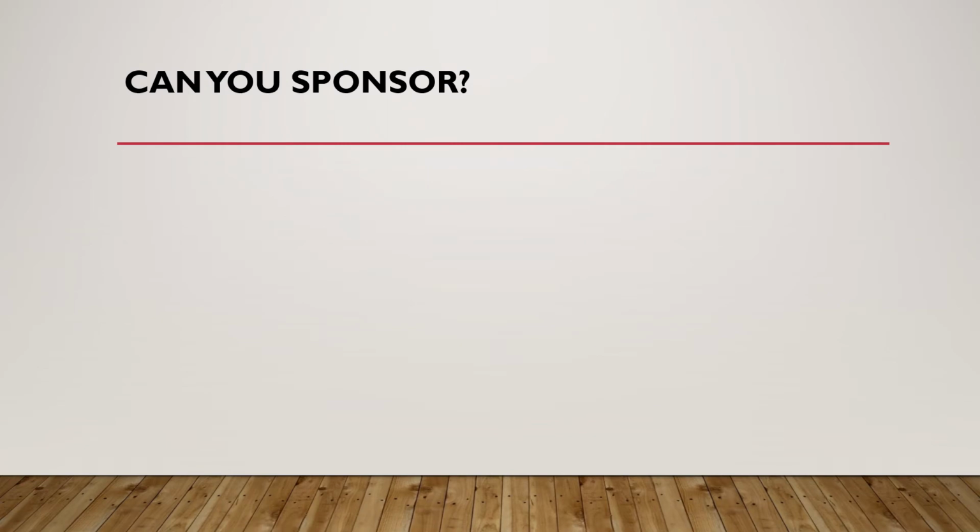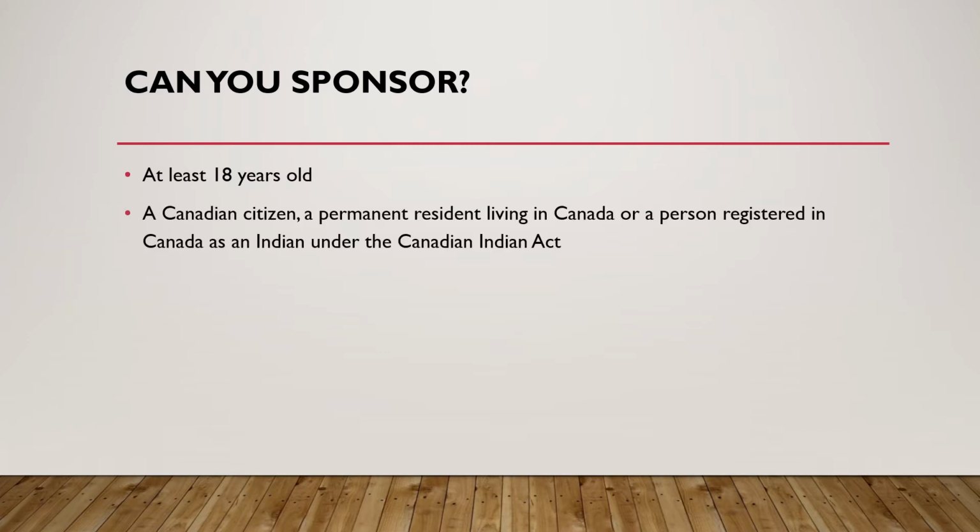Next is, who can be a sponsor? Can I sponsor someone? What is the eligibility criteria? That's the question you may have in your mind. So, the basic criteria is that if you want to sponsor someone, you must be at least 18 years old. You must be a Canadian citizen or a permanent resident living in Canada, or a person registered in Canada as an Indian under the Canadian Indian Act. If you are a Canadian citizen living outside Canada, you must show that you plan to live in Canada when you sponsor your relative or spouse or children to become a permanent resident. And please remember, you cannot sponsor someone if you are a permanent resident living outside Canada.